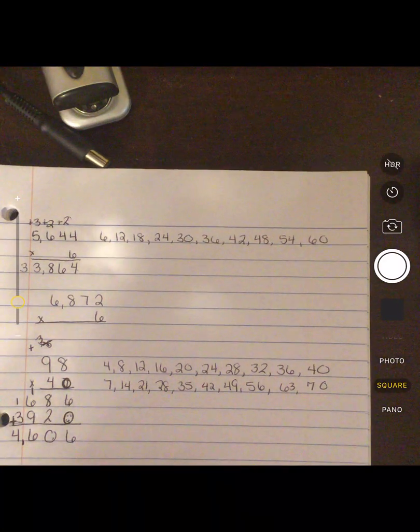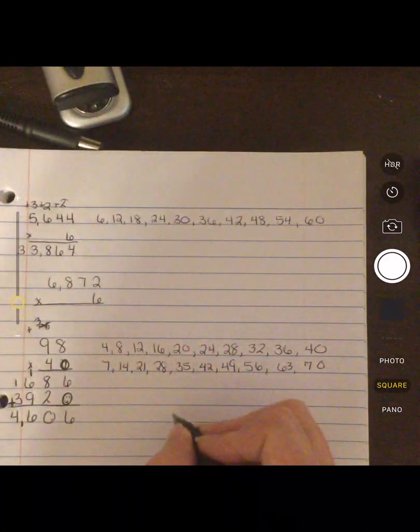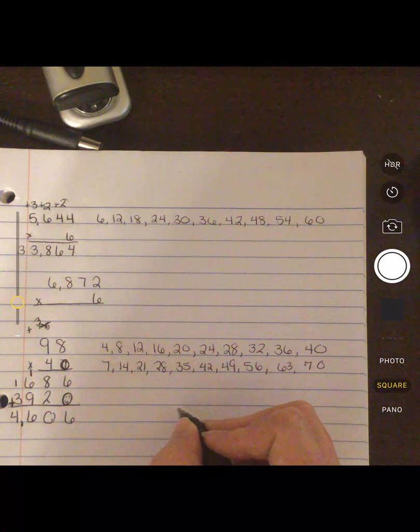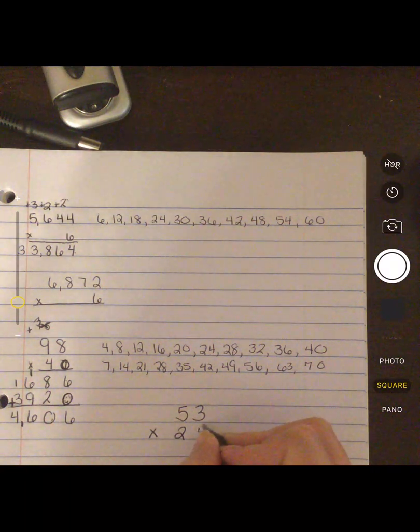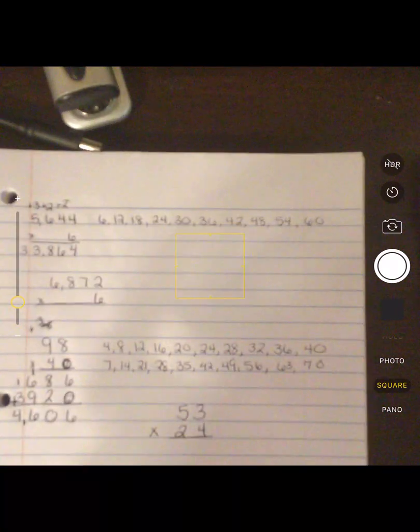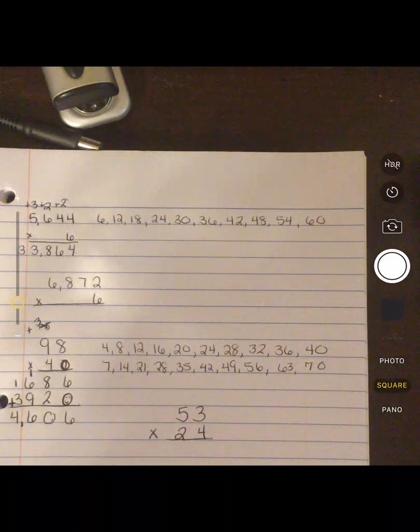Why don't you try one? Pause this and you guys write down this problem and do it yourself. Let's make it 53 times 24. Pause it and see if you can figure that out.